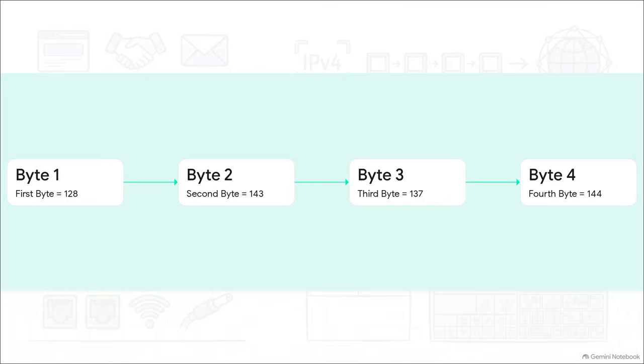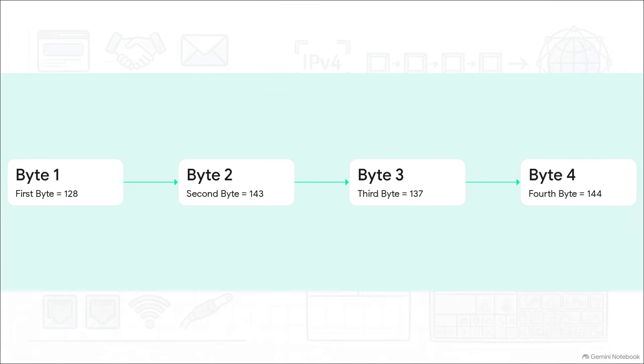But since our human brains can't easily process or memorize 32 consecutive ones and zeros, we break them up. We divide those 32 bits into 4 clean 8-bit bytes. Then we translate them byte by byte into a standard decimal number ranging from 0 to 255.